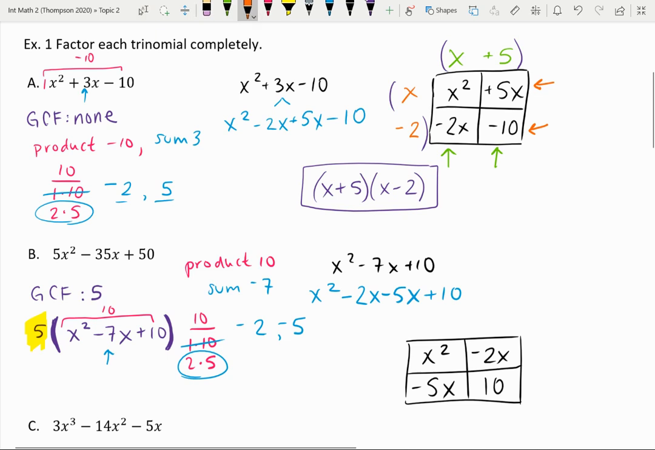And now I begin to factor. So I look at each row and each column differently. The first row, what can I take out of x squared minus 2x? They have an x in common. Second row, what can I take out of negative 5x and 10? 5 and 10 are both divisible by a 5. Because my leading term is negative, I have to take out the negative.